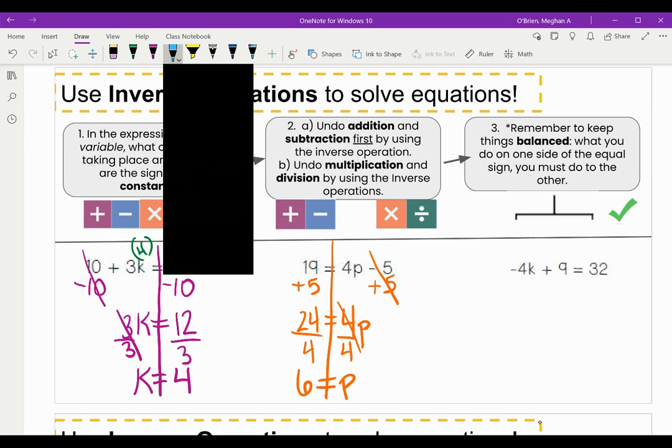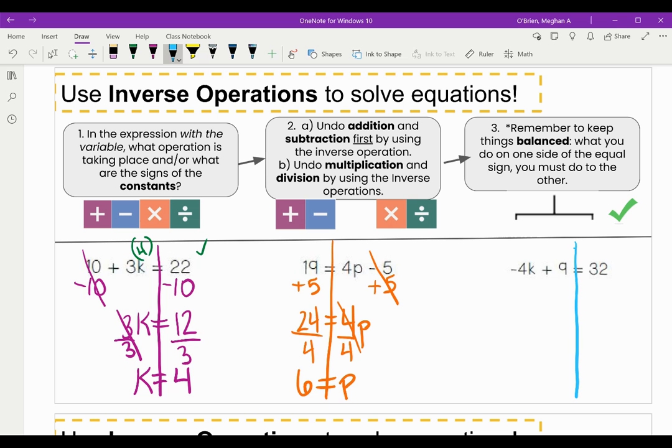Last one on this slide. Here's my balanced hanger idea. So here's the constant, the +9. I'm going to focus on that first. I'm going to do the opposite. That's -9. Got rid of it. I have to do the same over here, right? 32 minus 9. You can write it like that too. So I've got -4k equals, what is 32 minus 9?